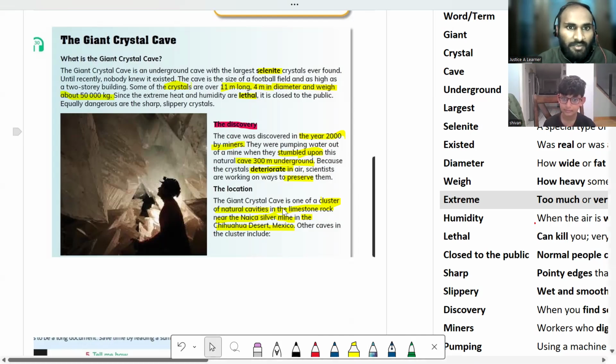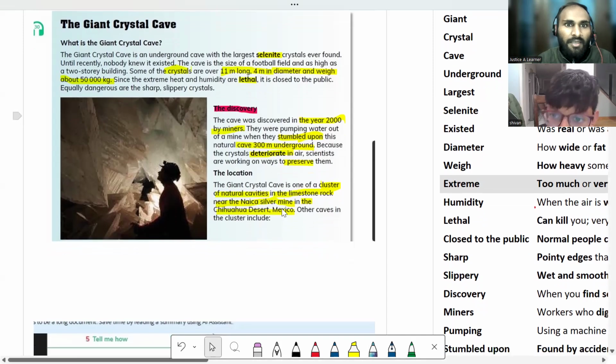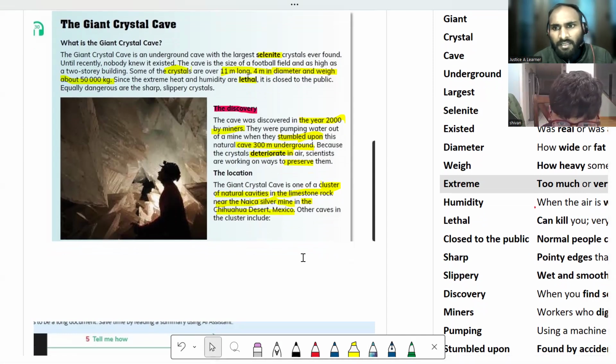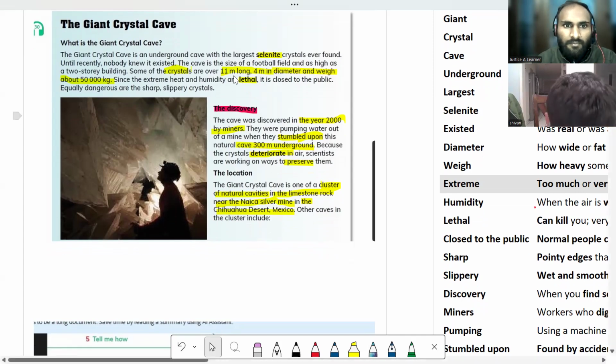Right. So that you have understood, and now I would like to ask about the longest crystals found in this cave. What is the length of the longest crystal found in this cave? It's 50,000 kilograms. And length is 11 meters long, and diameter is 4 meters.